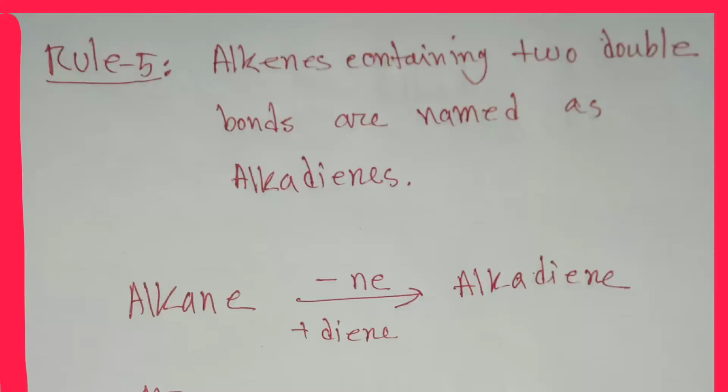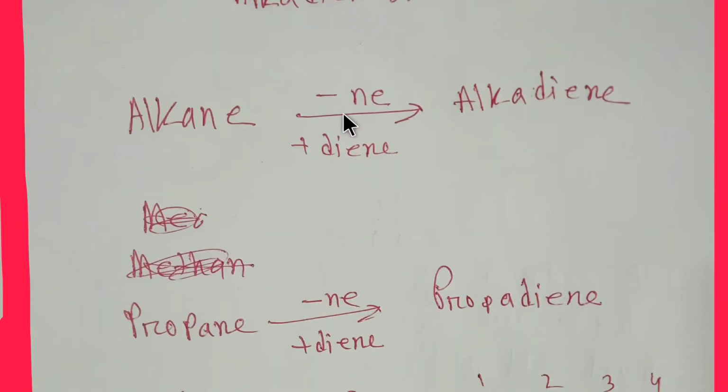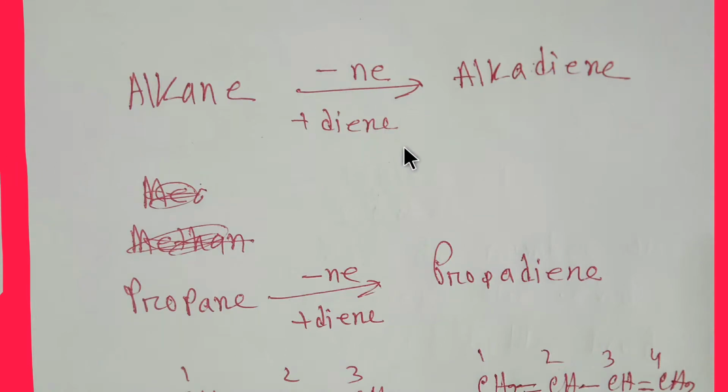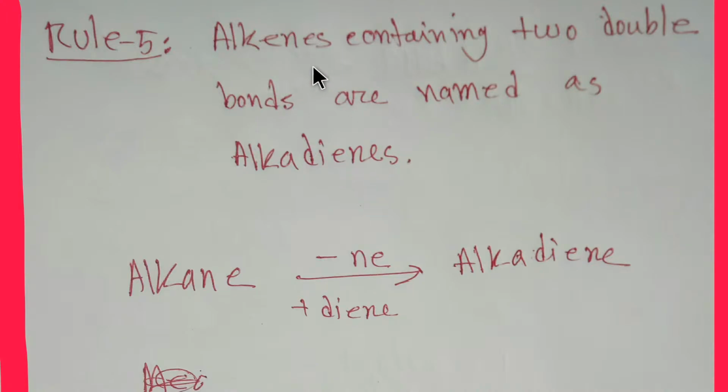Okay, let me explain rule number 5. Let me read it first. Alkenes containing two double bonds: if an alkene contains two double bonds in the same molecule, then we have to consider that molecule as an alkadiene. Alkenes containing two double bonds are named as alkadienes.